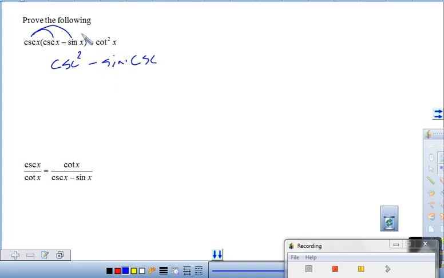Now that I've done the multiplication, I'm going to change this to its reciprocal identity, which is 1 over the sine squared minus sine times cosecant. And cosecant, remember, is 1 over sine. So this one will actually cancel here.